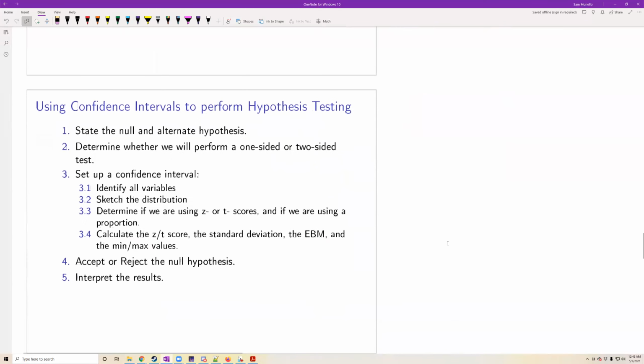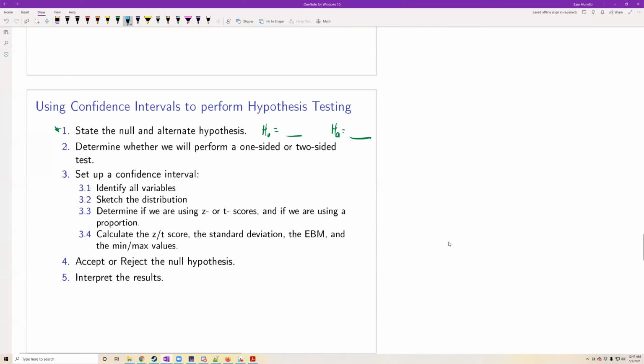Now, here is the process for using confidence intervals to perform hypothesis testing. It's all that we've been doing up until this point, just with a little bit of extra before and after you set up the confidence interval. First thing we do is state the null and the alternate hypotheses. Usually we'll want to write the equations. You can write it in words too if you would like.